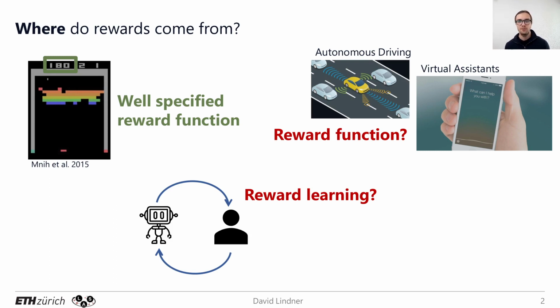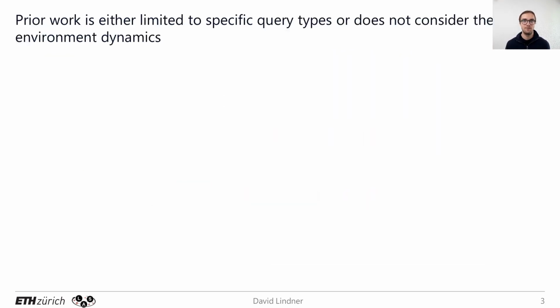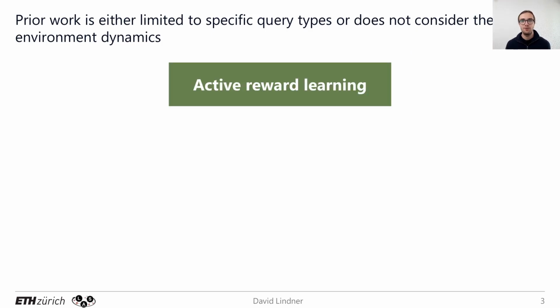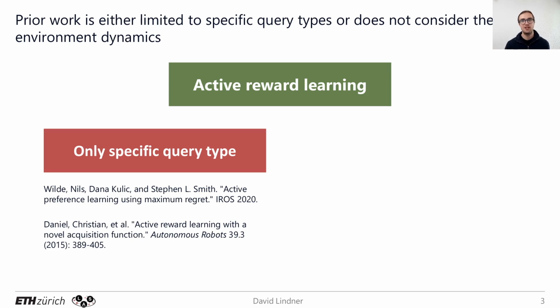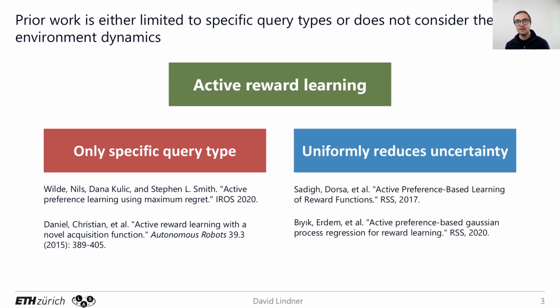However, interactions with humans can be very expensive, which is why we should want to do active learning in these situations. There has been some prior work on active reward learning. However, previous approaches are, for one, mostly designed for very specific query types, such as comparisons of full trajectories or numerical evaluations of trajectories. And secondly, these approaches often uniformly reduce the uncertainty over the state space, which is not really aligned with the goal of RL, which is ultimately to find a good policy.